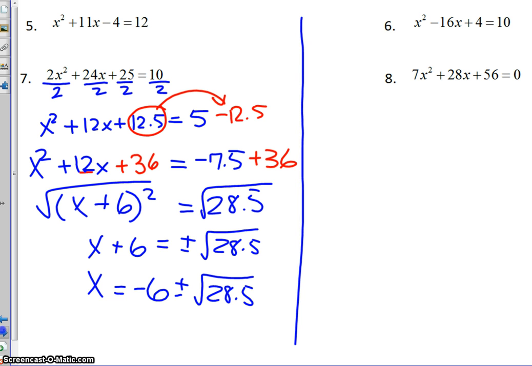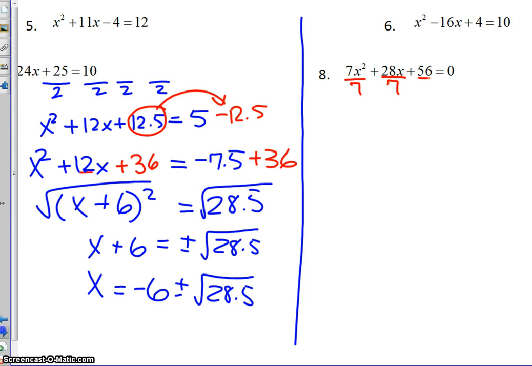Let's go through another one here. I actually want to go through problem number 8. All right. First step, get rid of your denominator, or make it a leading coefficient of 1. So I'm going to divide everything by 7. When I do that, I get x squared plus 4x plus 8 equals 0. Bring over my 8 to the other side. x squared plus 4x equals negative 8.